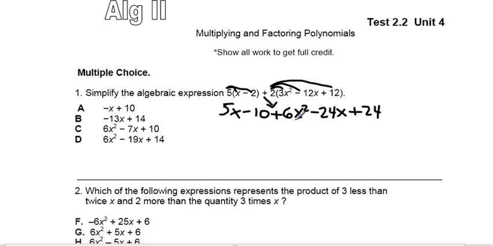And you just combine like terms. So this one doesn't have a term like it, and we usually put the higher exponent first. And then negative 24x and 5x is negative 19x, because negative 24 plus 5 is negative 19. And then 24 minus 10 would be 14. So your answer is D.